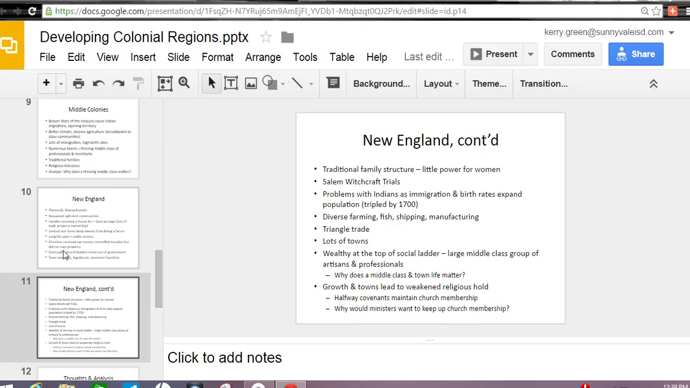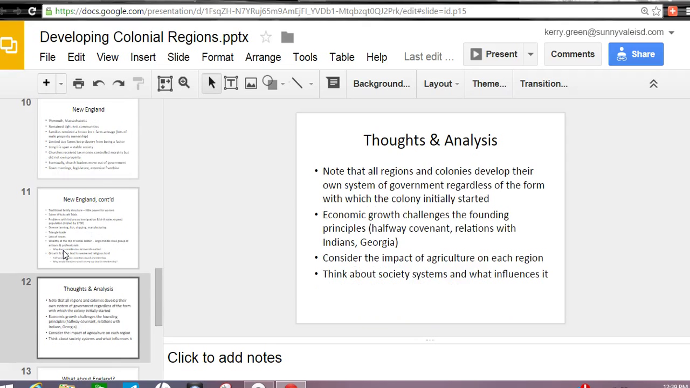And because they think that if they keep church membership up, then they're going to continue to be able to have a pull with what's going on. And then lastly, almost lastly, note that all these regions and colonies develop their own systems of government regardless of the form with which the colony initially started.